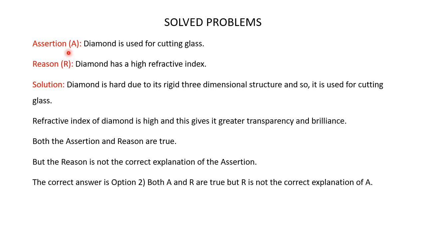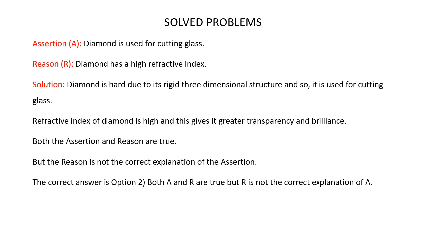Assertion: Diamond is used for cutting glass. Reason: Diamond has a high refractive index. Now diamond is hard due to its rigid three-dimensional structure. So it is used for cutting glass. The refractive index of a diamond is high, and this gives it greater transparency and brilliance.